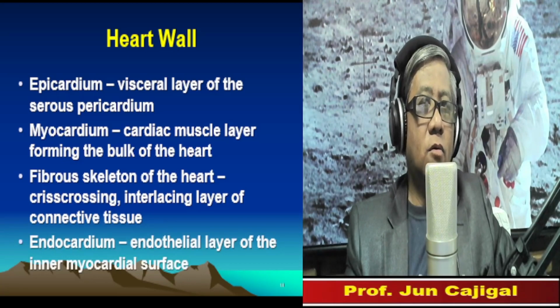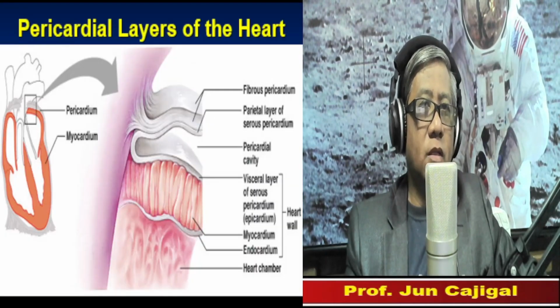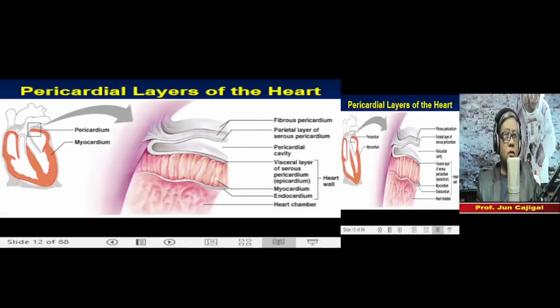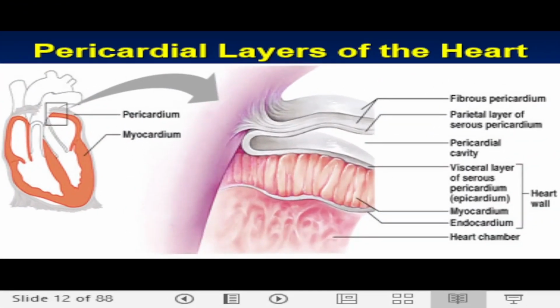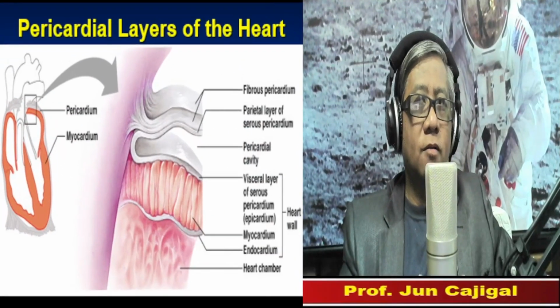So again, let's take a look at the layers that make up the heart wall. The heart wall is composed of the visceral layer of the serous pericardium, or the epicardium, that covers the heart. Then beneath that is the myocardium, or the cardiac muscle itself. Then beneath the myocardium is the endocardium. Then beneath the endocardium would be the heart chamber itself. So those are the layers that make up the heart wall.